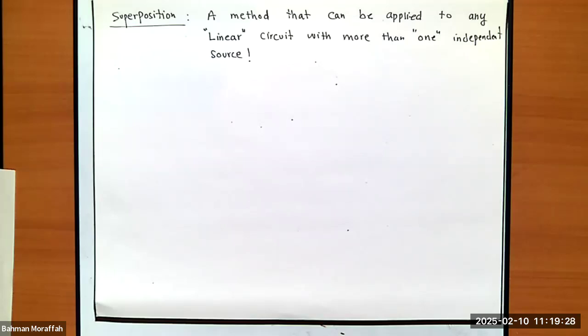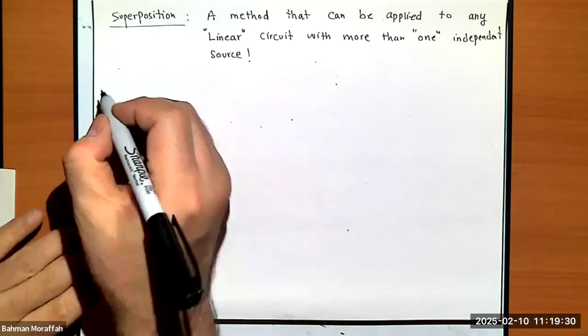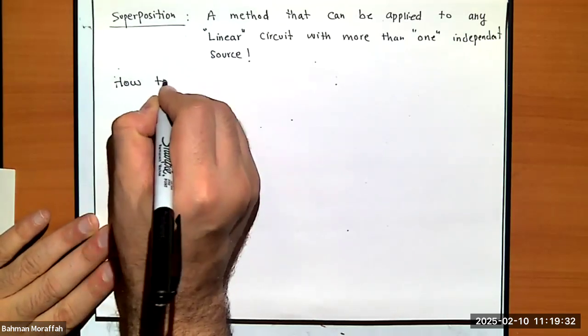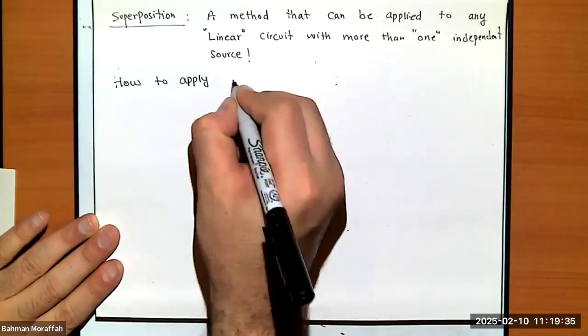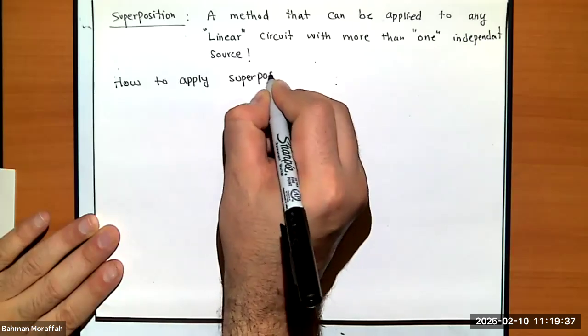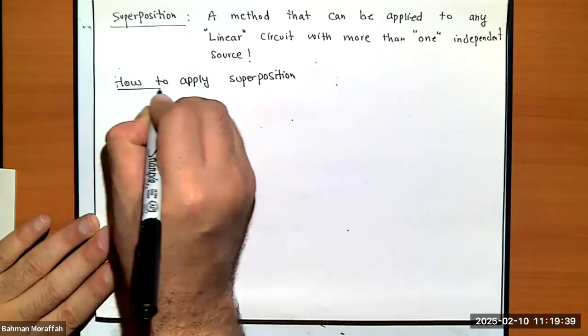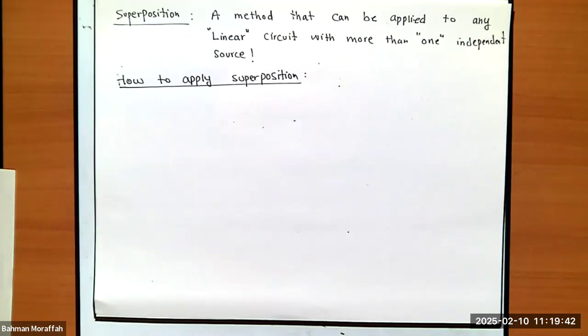But how can we apply it? How to apply superposition? The first step is for us to check if the circuit is linear and if the circuit has more than one independent source. That's the very first step. And as I mentioned, for the sake of this course, all the circuits that we're dealing with are linear, so we don't really have to worry about that part. We just need to make sure that the circuit has more than one independent source.